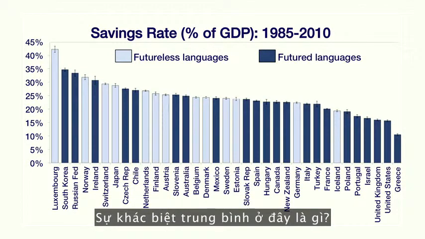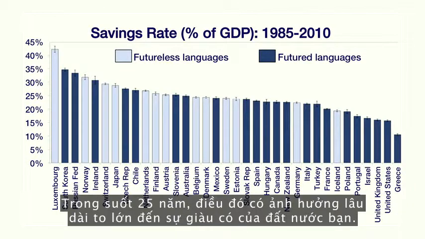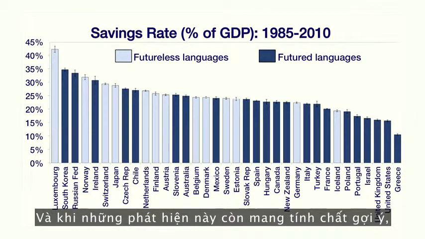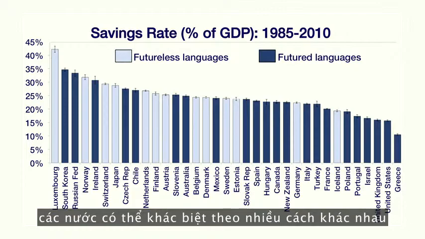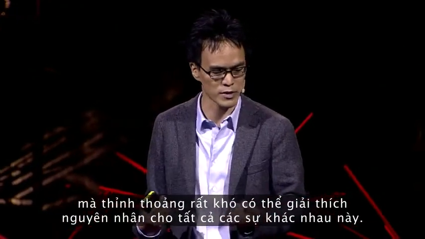What is the average difference here? 5 percentage points of your GDP saved per year. Over 25 years, that has huge long-run effects on the wealth of your nation. Now, while these findings are suggestive, countries can be different in so many different ways that it's very, very difficult sometimes to account for all of these possible differences.